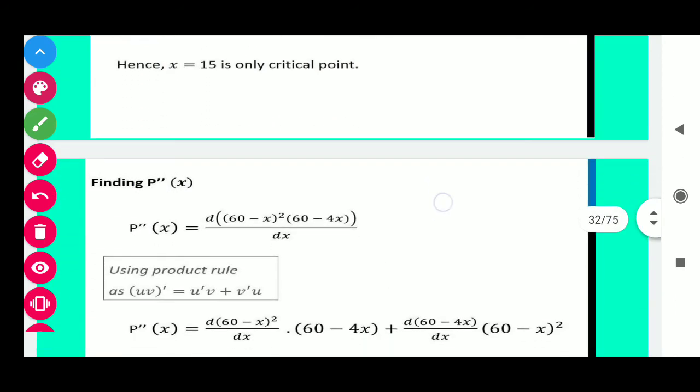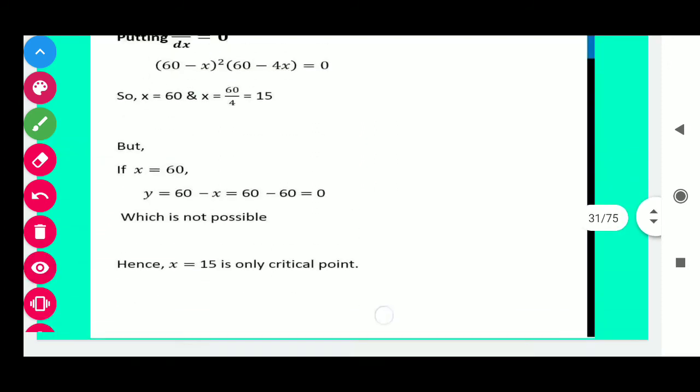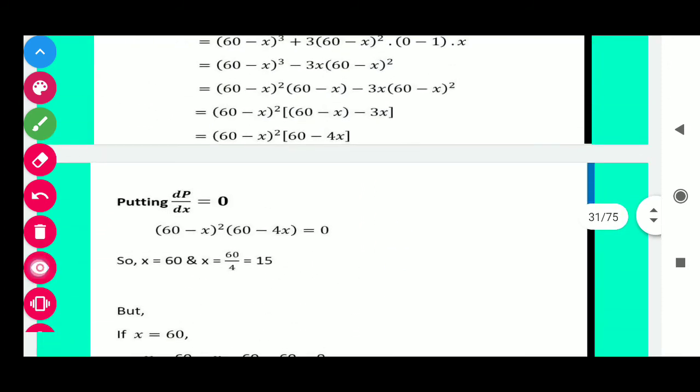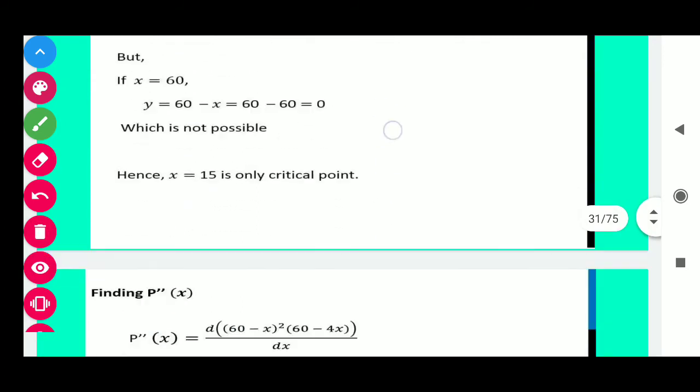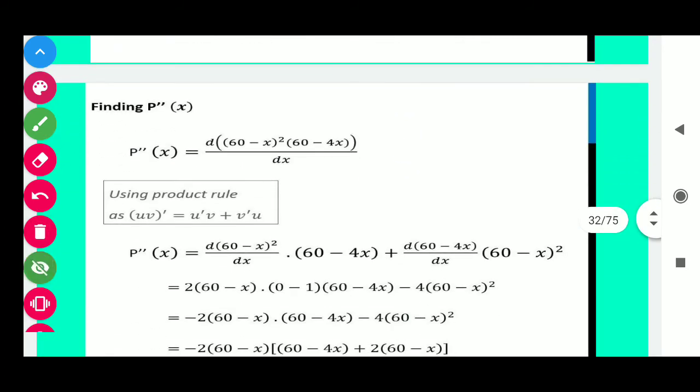Now students, at this point we need to find whether the function has a maximum or minimum. For that, do the second derivative. Now students, you can see here that we have already calculated the first derivative. Now do its second derivative by again applying the product rule. Here is the second derivative.